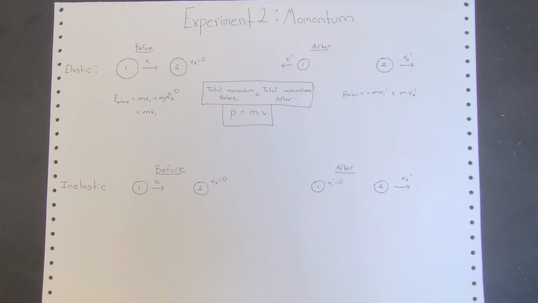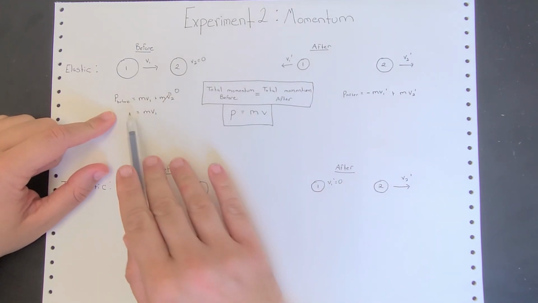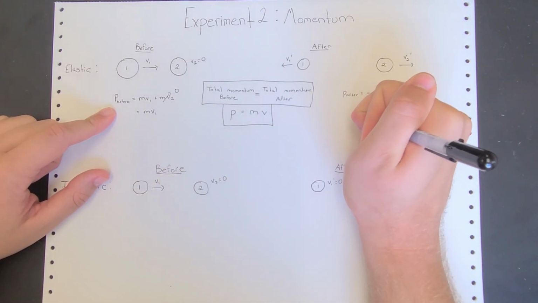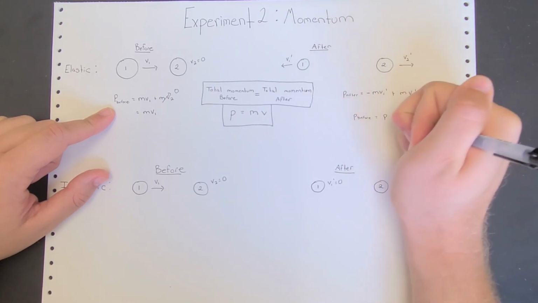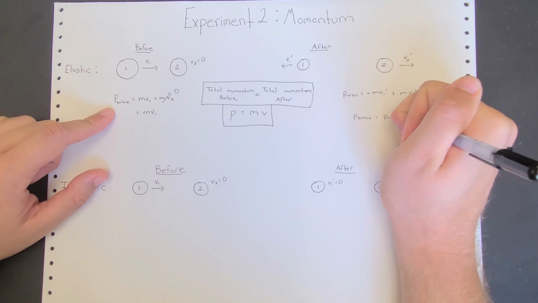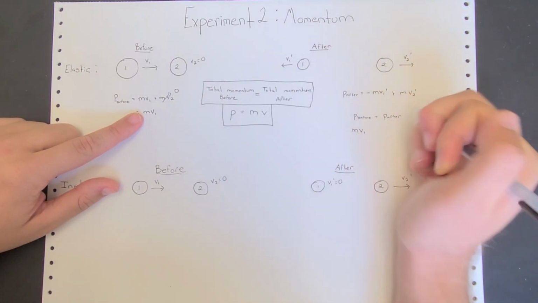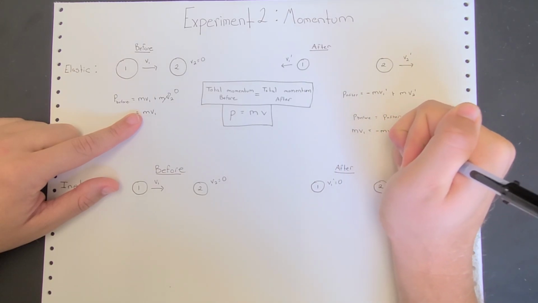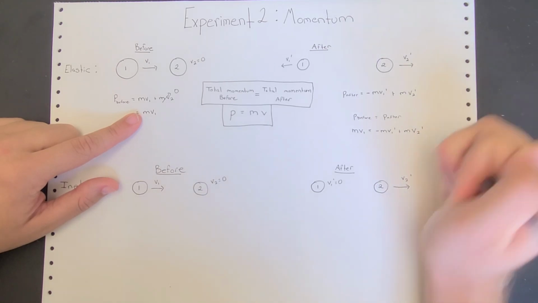So now what we're going to do is use conservation of momentum and say that the momentum before, P before, is equal to P after. And if we do that, we can see that m v1, the momentum before, is equal to minus m v1 prime plus m v2 prime.